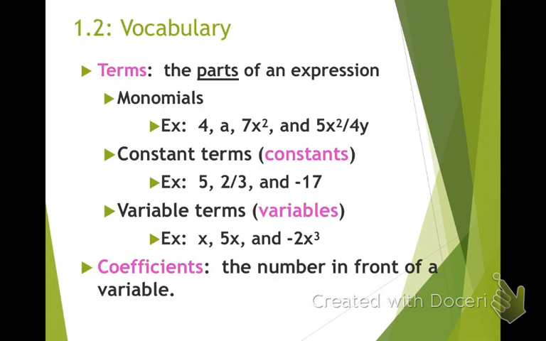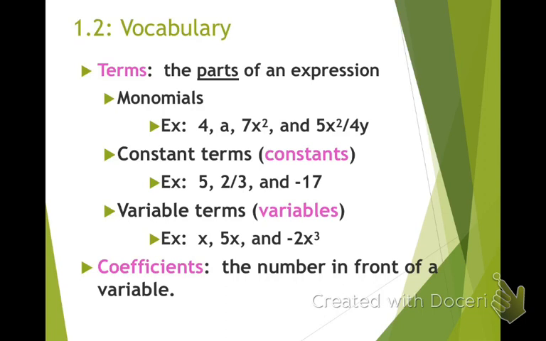Then you have different terms. Okay, terms are just part of an expression. You have monomials, which means that you have a single term. Constant terms, those are just what you would consider constants, or just numbers, 5, 2/3, negative 17. And then a variable term is going to combine the two. It's going to combine your letters and your numbers.